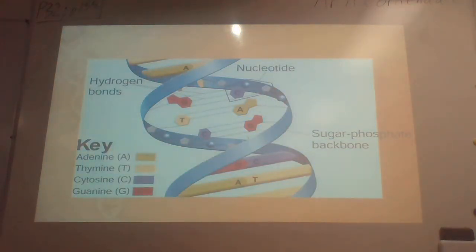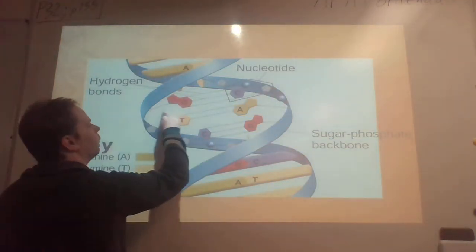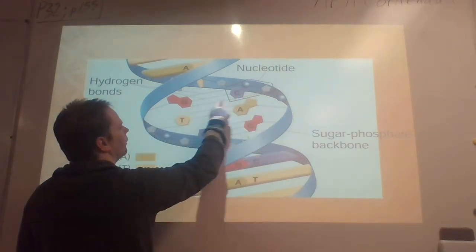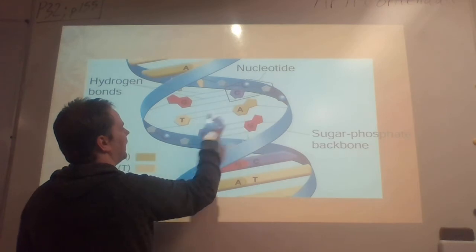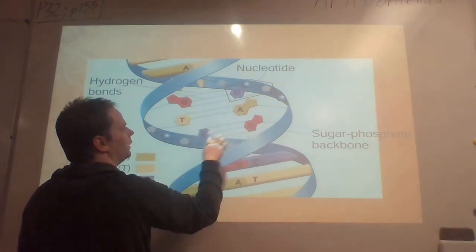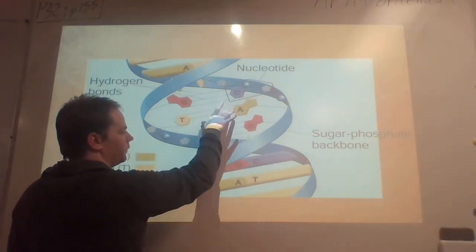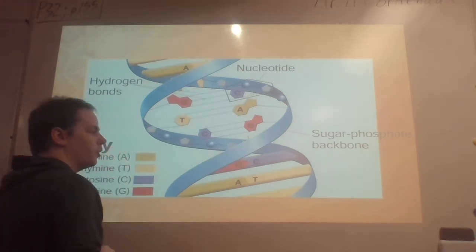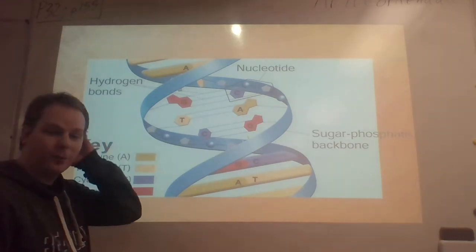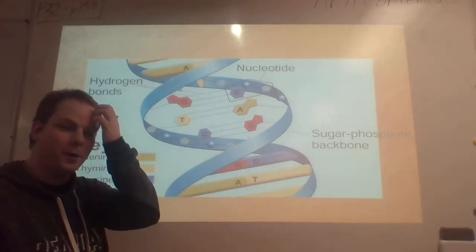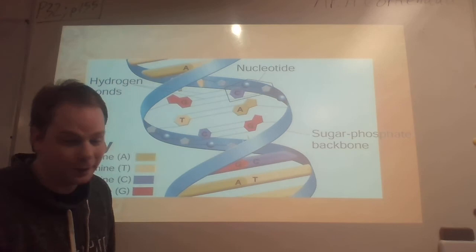So here's a diagram where your rung here is made up of guanine and cytosine. The rung below it is adenine and thymine, then guanine and cytosine again. And as you move down, you're going to see that repeating. Now, there is a pattern here, but that pattern is not regular or consistent in any way. We'll talk about how that works later.